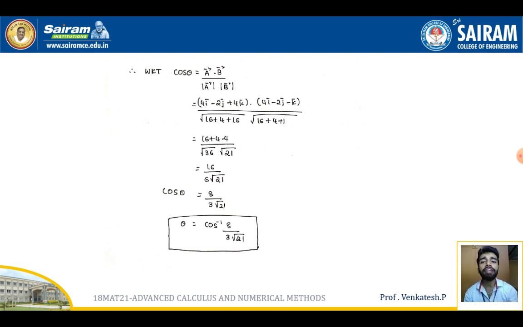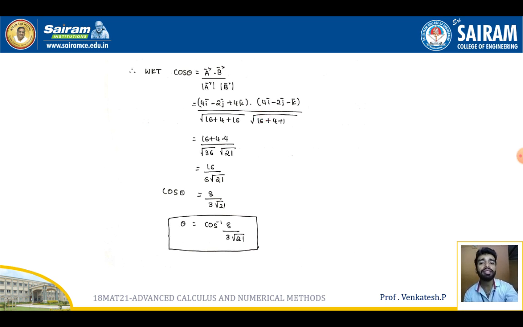So replacing the vector a and vector b here, 4i minus 2j plus 4k dot with 4i minus 2j minus k, and this modulus is given by square root of squaring and adding each term of the vector a, that is 4 square plus minus 2 whole square plus 4 square. I'll be getting 16 plus 4 plus 16. Same thing here also, square root of 16 plus 4 plus 1.